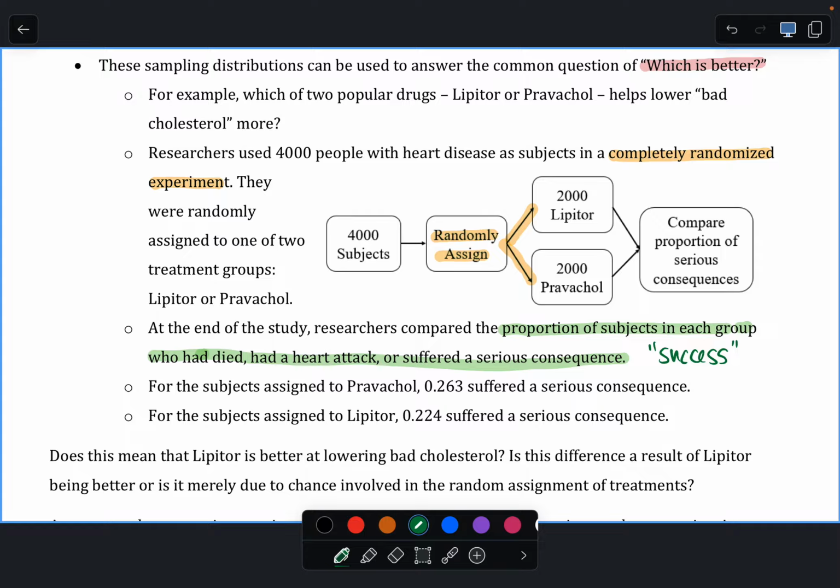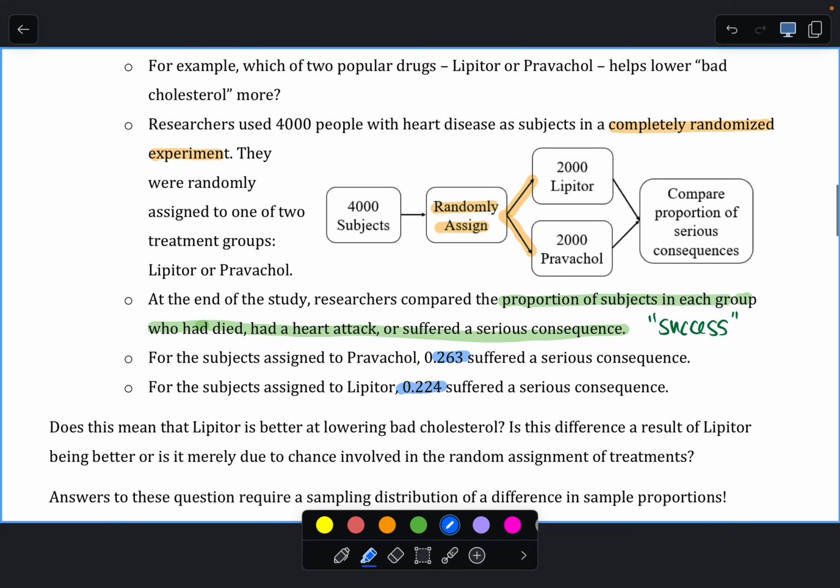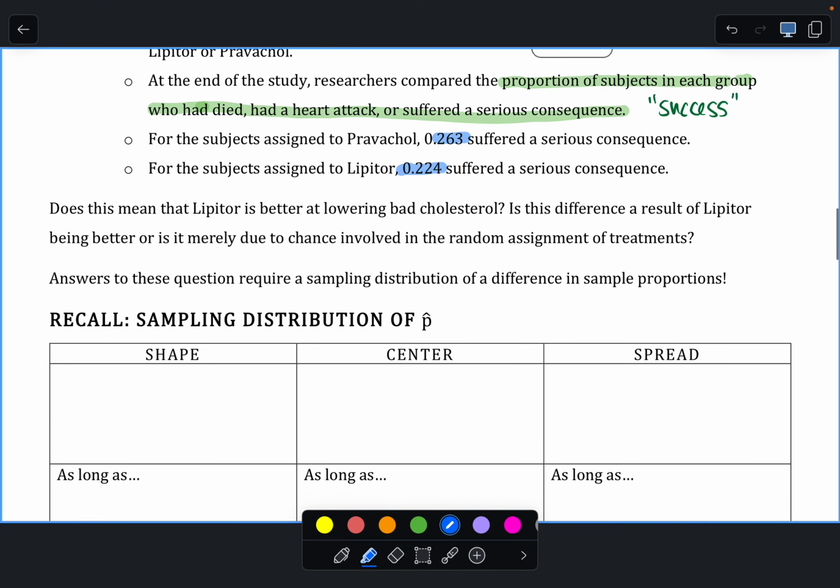So they went in and they got these 2 proportions. They got 0.263 and they got 0.224. And so with these 2 proportions, it's really like, well, what do I do now? I can clearly see that one is bigger than the other, but we have to think back to the idea that we have sampling variability. That's one of the big things we talked about when we were building those sampling distributions.